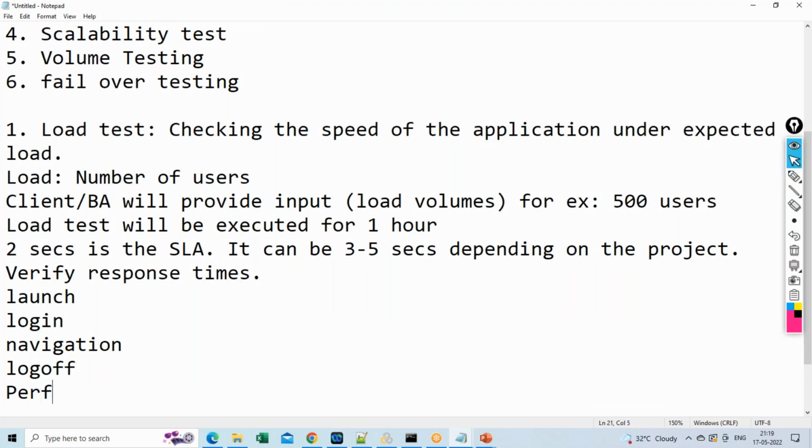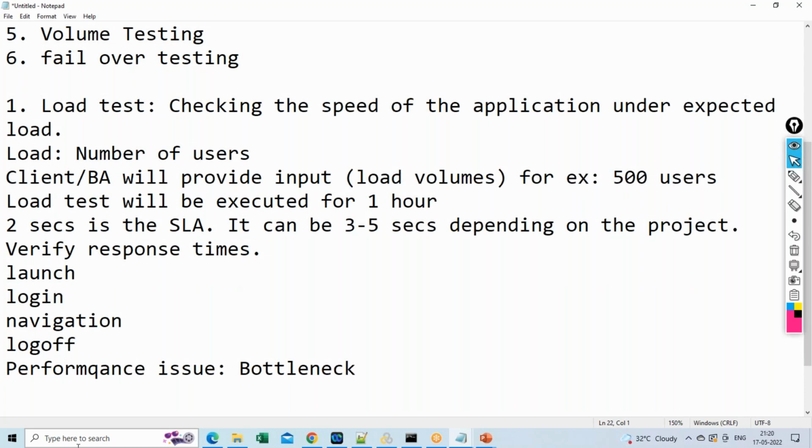Here, the performance issue we can call a bottleneck. In performance testing terminology, a performance issue is called a bottleneck. So this is the first test that we execute as part of our performance testing project.